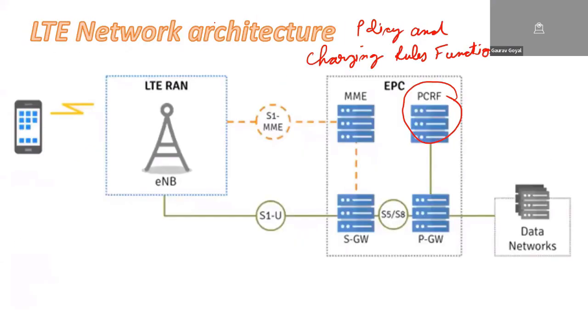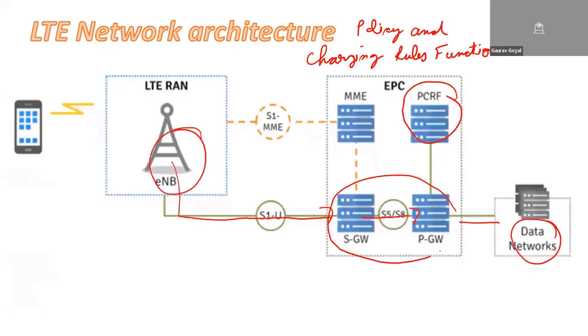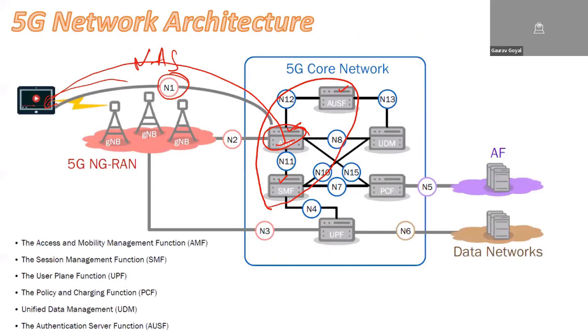You can see here that in case of LTE, it first goes to SGW, then SGW goes to PGW, and then the data network. So between eNodeB and the data networks, there are two nodes, one is SGW and one is PGW. But in case of 5G, you can see that between gNodeB and the data network, there is only one node, which is UPF, the user plane function. So there is only one node between gNodeB and the external data network.